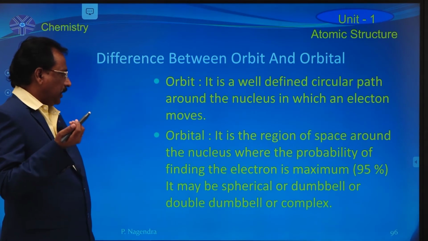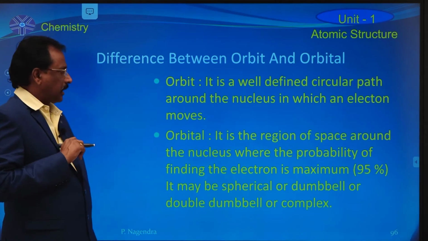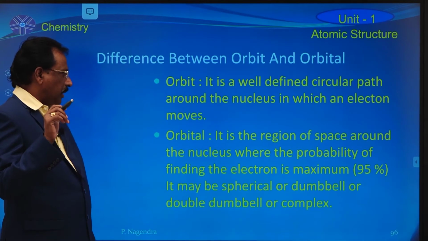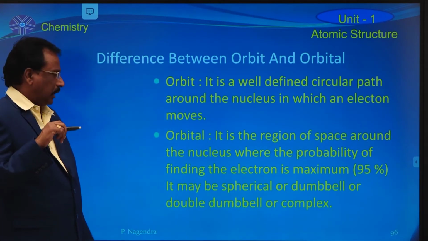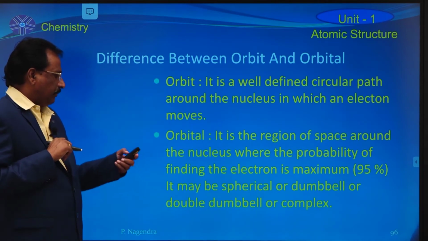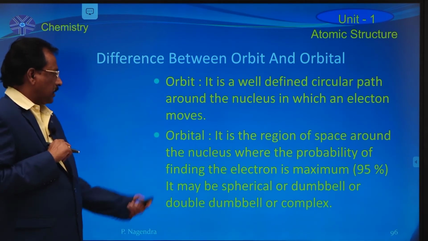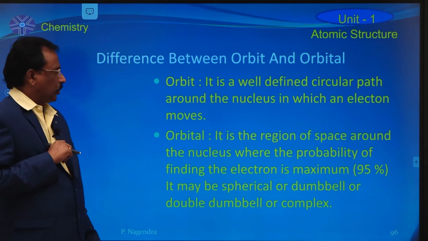The shape of the s orbital is spherically symmetrical. The shape of the p orbital is dumbbell. The shape of the d orbital is double dumbbell. The shape of the f orbital is complex. So these two points are already known to you.